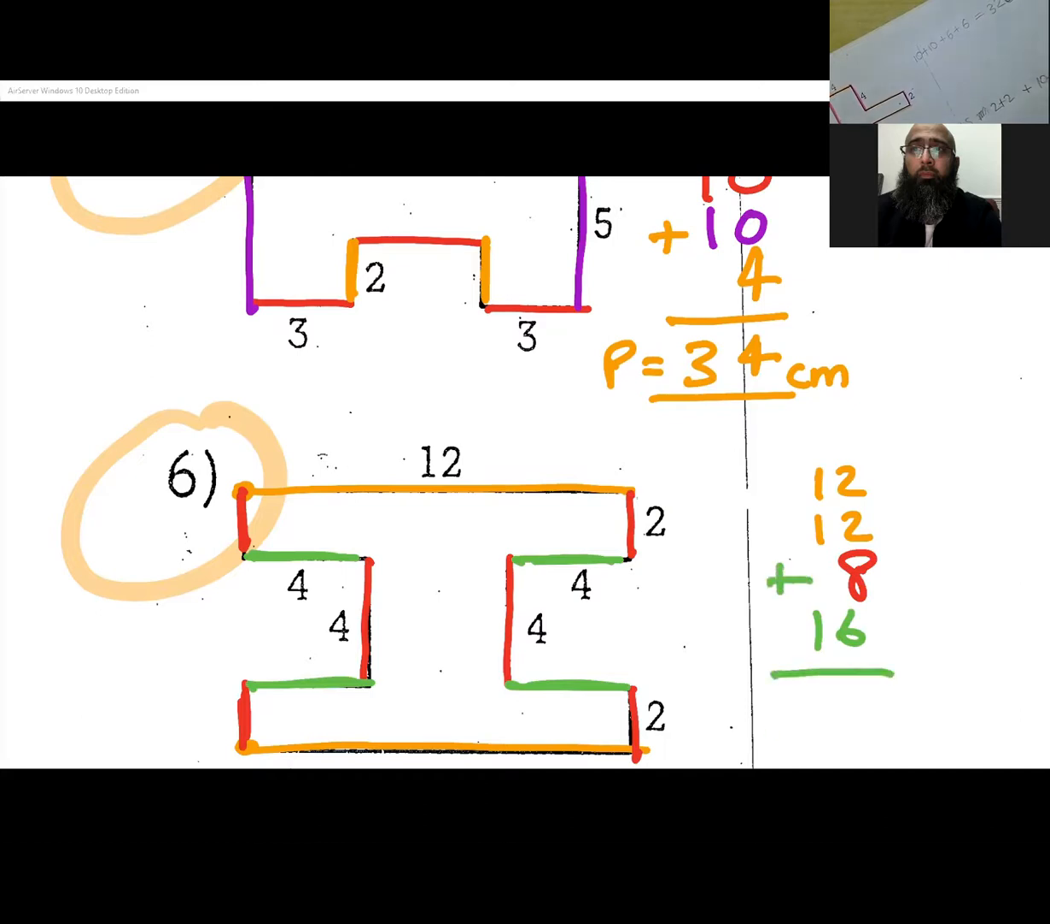Let's add them up. So 8 add 2 is 10. And then we have another 8. That gives you 18. So 18, 34, 48. Done.